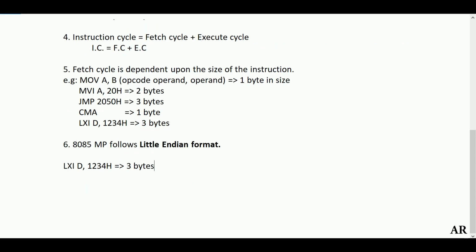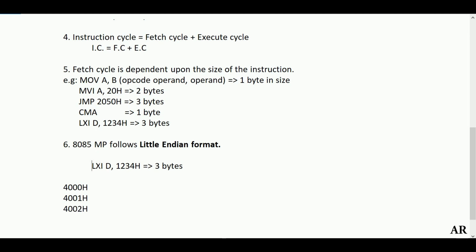LXI D,1234H. Now this is a 3-byte instruction. So if you want to store this data in the memory, how will it get stored? Let us consider the memory location starting with 4000H. It is 4000H because it's a 16-bit address line for your 8085. So 4000H, the next memory location will be 4001H, next will be 4002H, and so on.